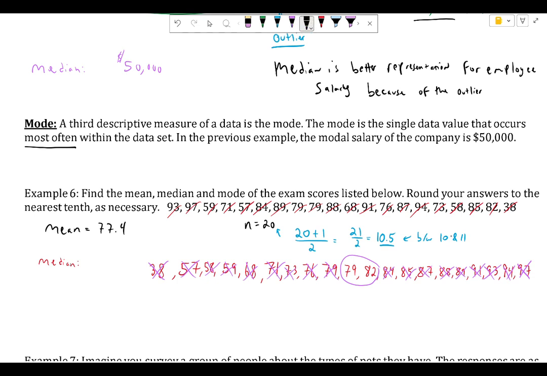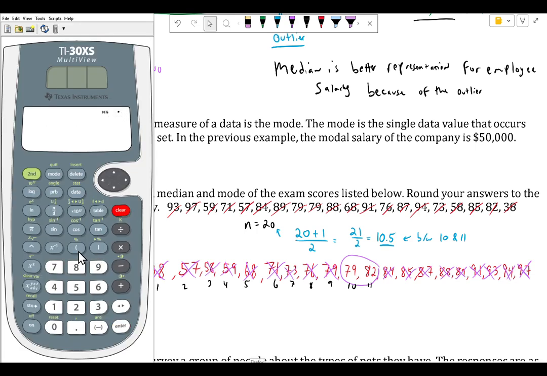Again, as I was showing here in blue, 1, 2, 3, 4, 5, 6, 7, 8, 9, 10, 11. So it'll be between the 10th and 11th data value. Again, we don't need to worry about the blue stuff here. I'm just showing you 2 different ways of doing this. So the median would be the value between 79 and 82. So we just do 79 plus 82 divided by 2.